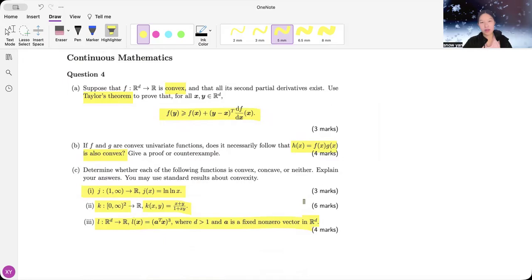The major takeaway is that part A is just using Taylor's theorem. Part B is mainly finding this counterexample. And for part C, anytime we're asked about concave, convex, or neither, it's just going to the second derivative, constructing that function, and arguing whether it's greater than 0 all the time or not, or other cases.